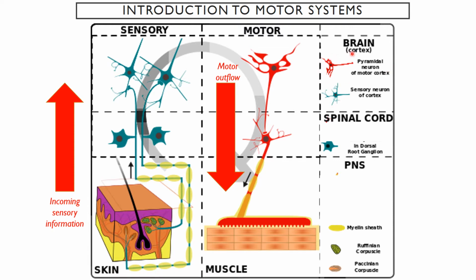So we will be talking about pyramidal neurons that are in the motor cortex. We will be talking about motor neurons that live in the ventral horn of the spinal cord to control our muscles, that synapse onto the muscles. And we will be discussing neuromuscular junctions and the muscle fibers.